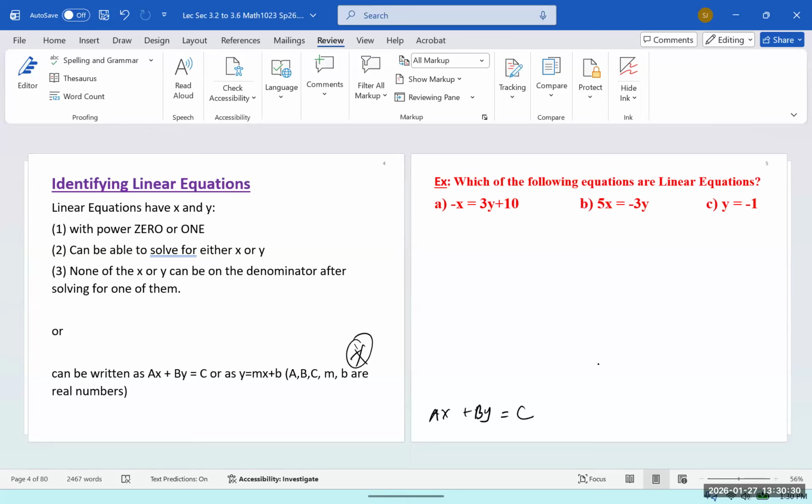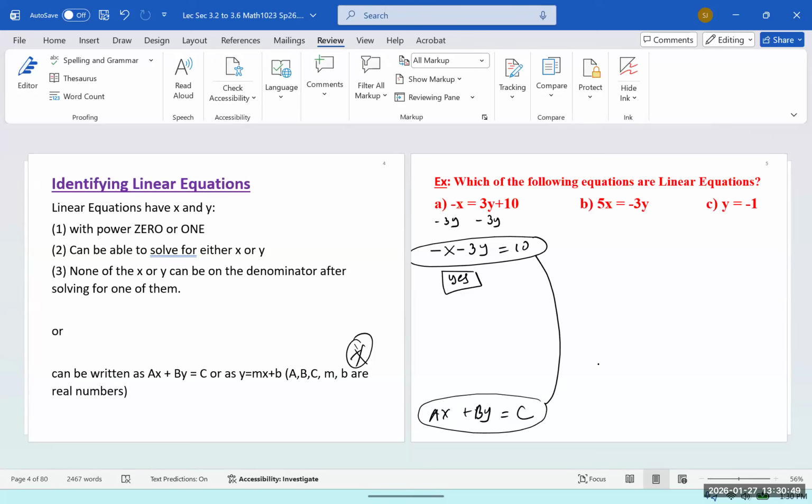So if you subtract 3y from both sides, observe what we have. We have negative x minus 3y equals 10. This is the same as the standard form. That means yes, the equation they gave us is actually a linear function. It's a line.